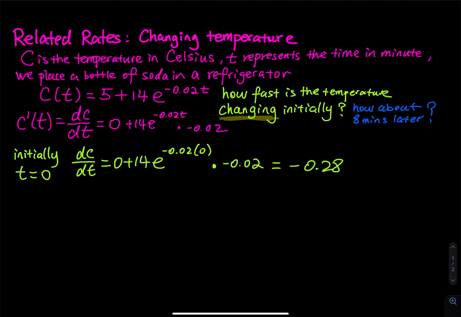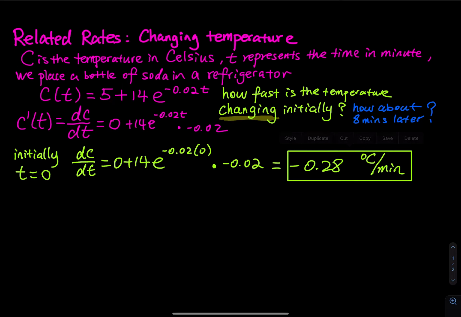Be sure to write the unit. That is Celsius per minute. This is very important. This is negative. What does that mean? Can the Celsius be negative? Yes. Can the minute be negative? No. But how about the rate? When the rate is negative, that means the temperature is decreasing, which makes sense. You put a bottle of soda in a refrigerator, so of course the temperature is decreasing.